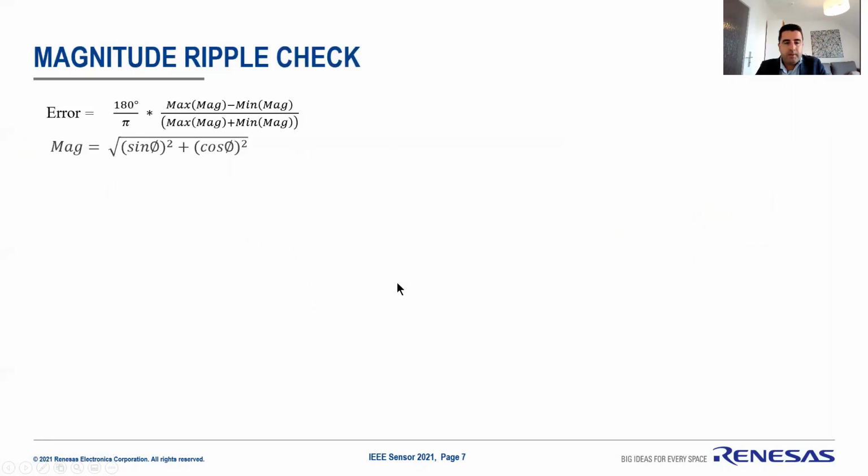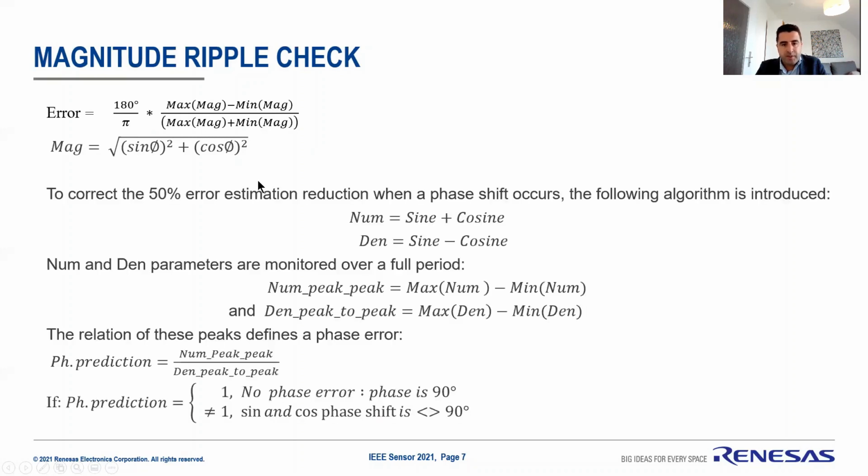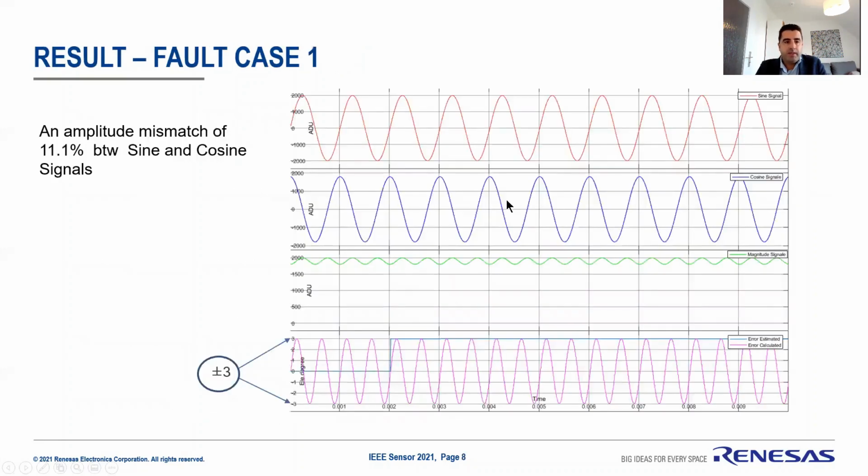The magnitude ripple check is, as you see in this formula, defined by only observing or monitoring the magnitude ripple. Some additional correction of this algorithm is done in case a phase shift occurs. So let's go to a typical application that we call fault case number 1.